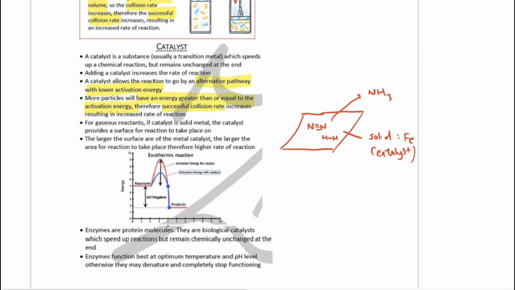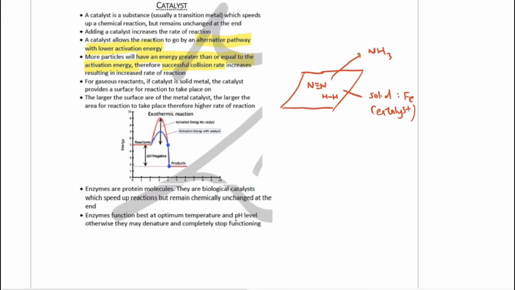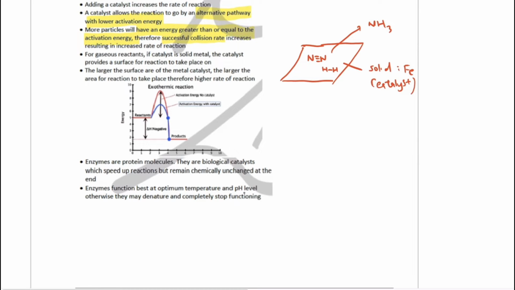Enzymes are protein molecules. So why do they talk about enzyme? Because enzyme is also a catalyst. Enzyme is a biological catalyst. So the chemical catalyst is normally the transition metal, but the biological catalyst is the enzyme. So we speed up reaction but remain chemically unchanged at the end. Enzymes function best at optimum temperature and pH level. Otherwise, they may denature and completely stop functioning. Of course, the optimum temperature is like the temperature of our human body, 37 degrees Celsius, so it functions best. Now, pH depends on what kind of enzyme. Certain enzymes need acidic pH, for example, the enzyme in our gastric juice. So they function at acidic pH.